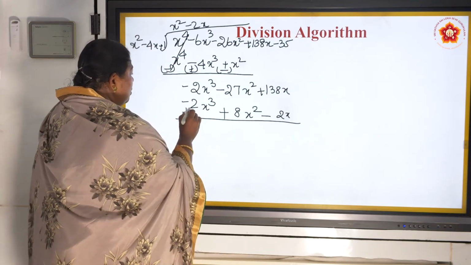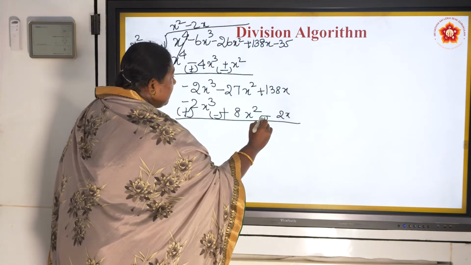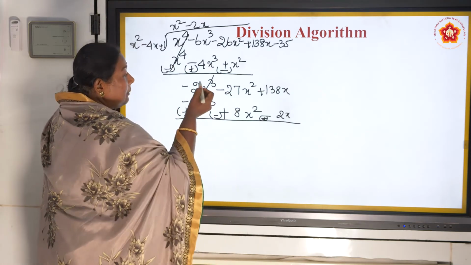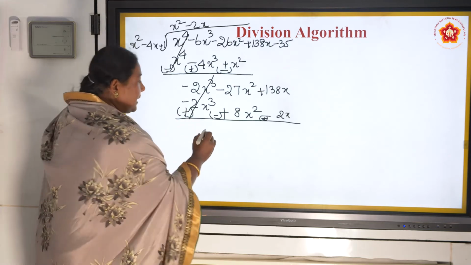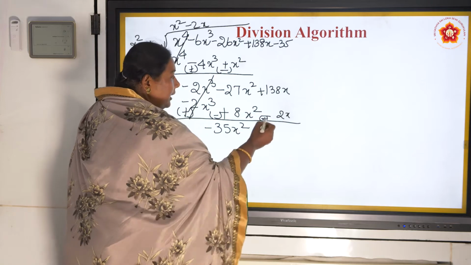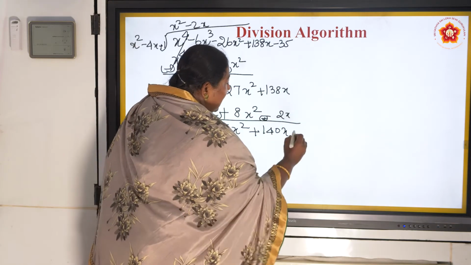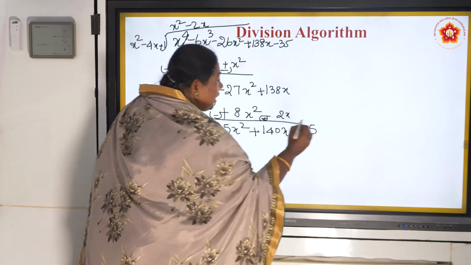So as usual the first term gets cancelled, so I'll get 27 minus 27 minus 8, I'll get minus 35x square. Here plus 140x. Here the last term, minus 35.